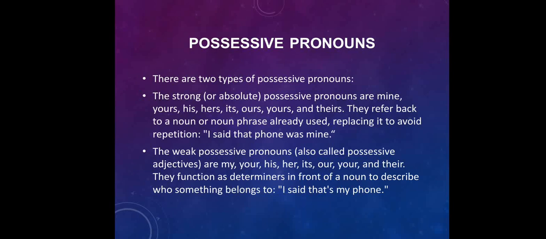Because it's qualifying a noun. That's why the first case we call it absolute, powerful, strong. In the next case we call it weak pronoun. Weak because it is acting as an adjective.